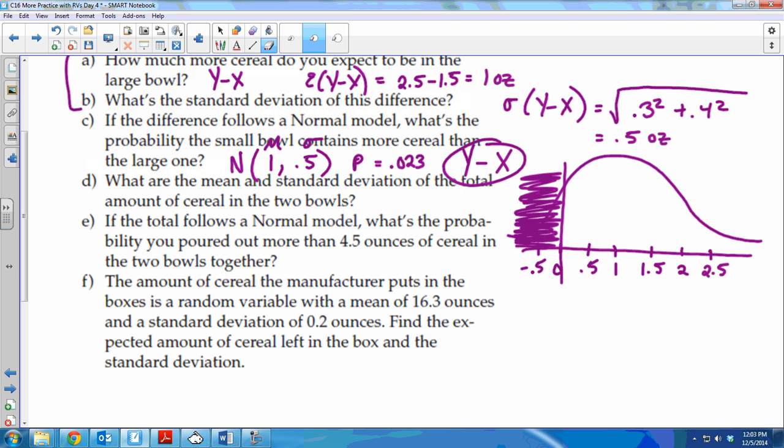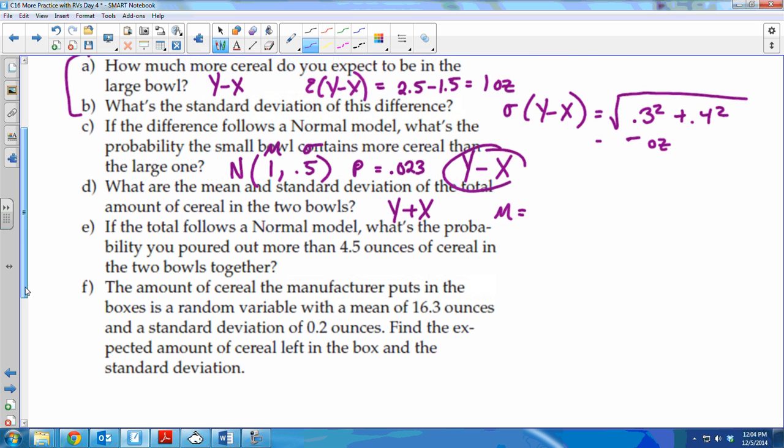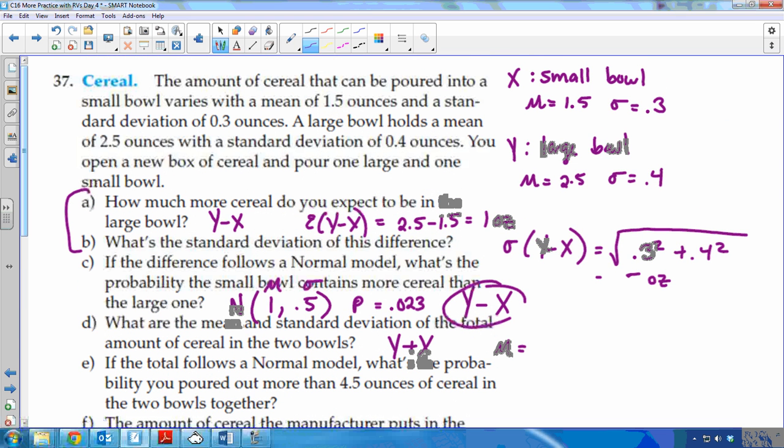On D, I'm going to erase some stuff. We're not using that model anymore, so I'm erasing it. What are the mean and standard deviation of the total amount of cereal in 2 bowls? So now I'm not finding the difference anymore. I'm combining them, right? So now I'm just doing y plus x. So how do I find the mean? Add them. So that's 2.5 plus 1.5. So that's 4. And then how do I find the standard deviation?